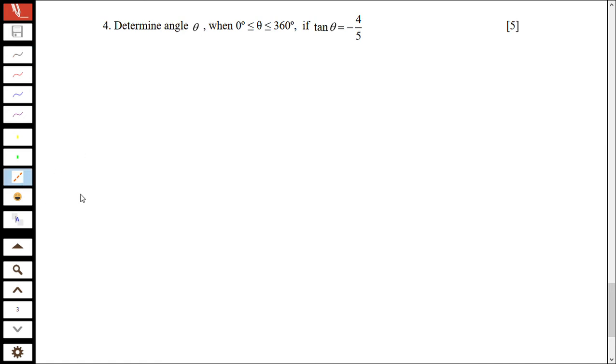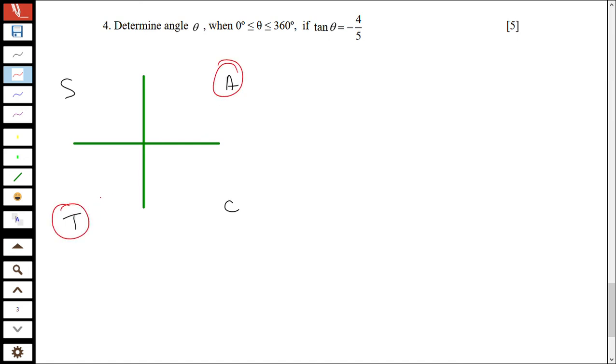So I'm going to start by drawing my Cartesian plane. I'm going to draw my x and y. And it gives the tan ratio. So we know that if we're working with ratios, we're going to start by writing out our CAST rule. I'm going to do that in a different color. Okay, so CAST. Now, it says our tan ratio is going to be negative. So remember, tan is going to be positive in the A and the T quadrants. But it's negative, so it must be in the S and the C quadrants.